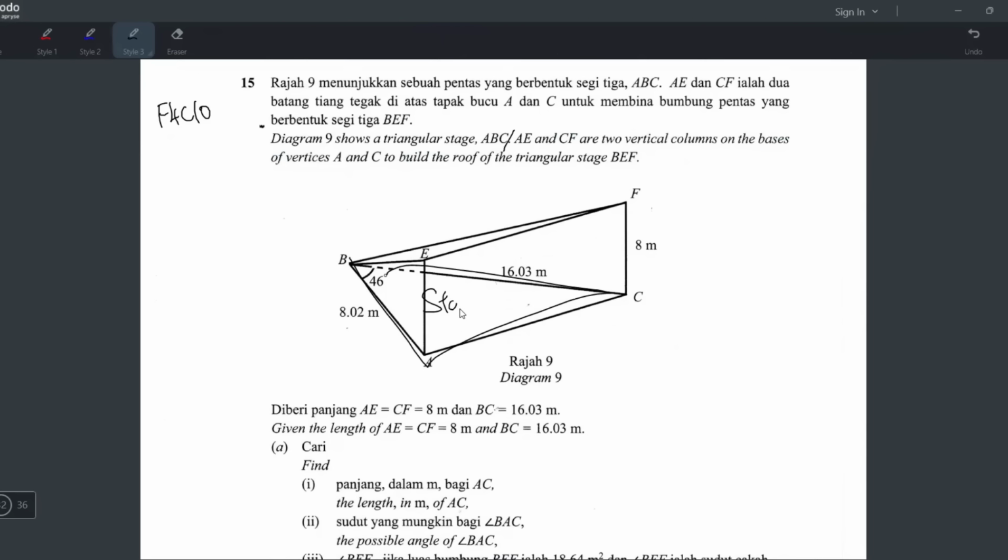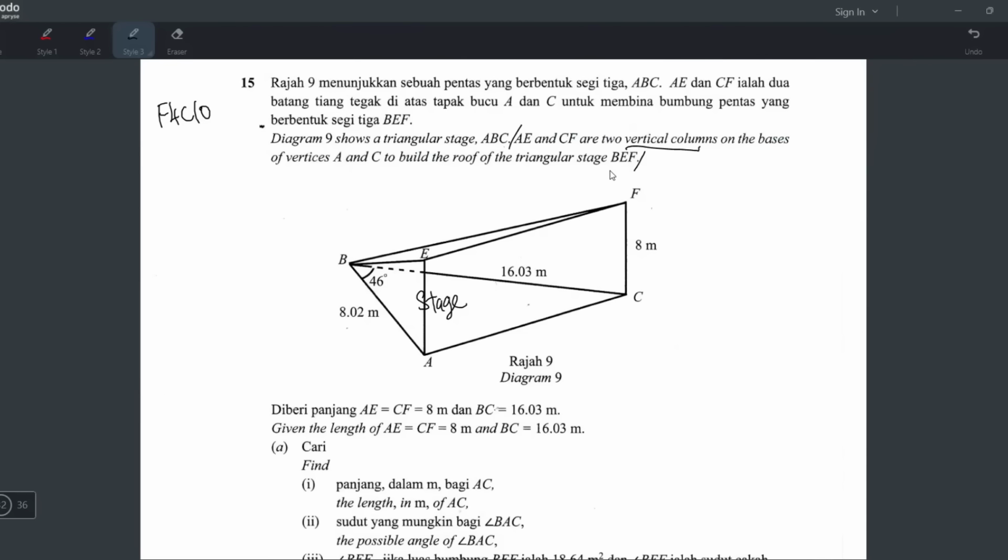So this one is the stage. Okay, so let's write nicely. This is the stage, the tapak. The tapak is the stage. And then AE and CF are two vertical columns on the base of vertices A and C to build the roof of triangle stage BEF.